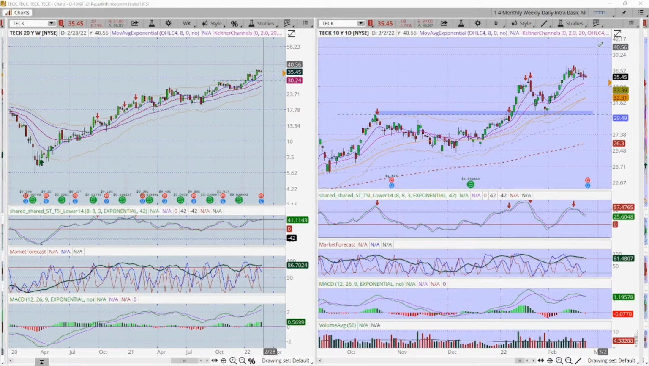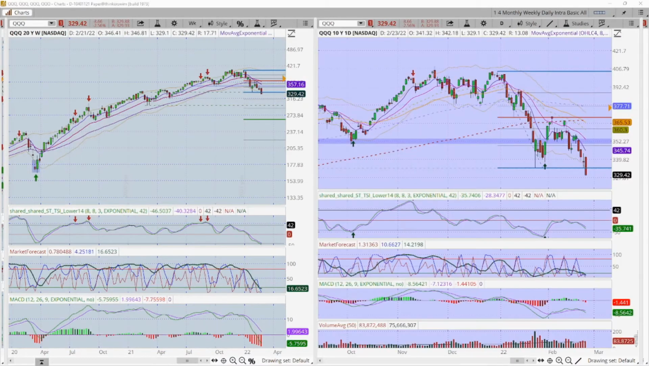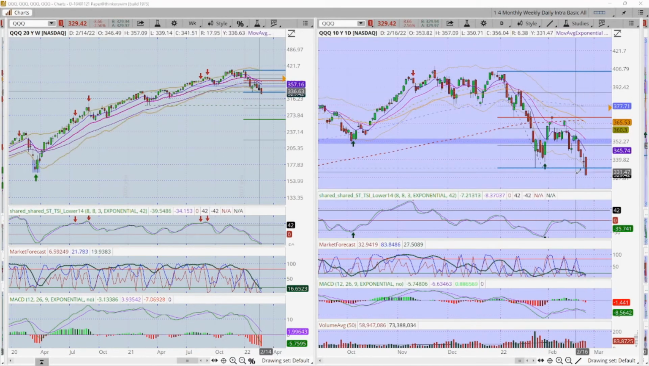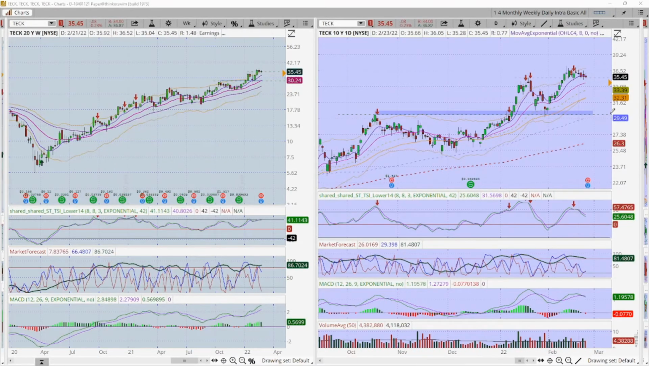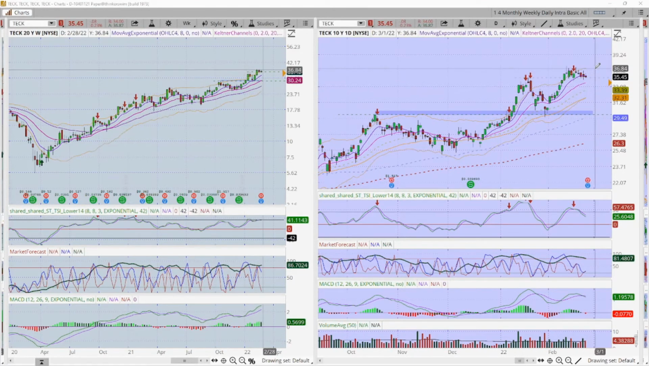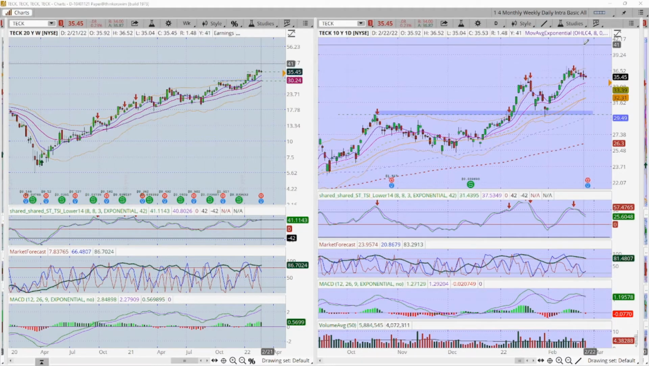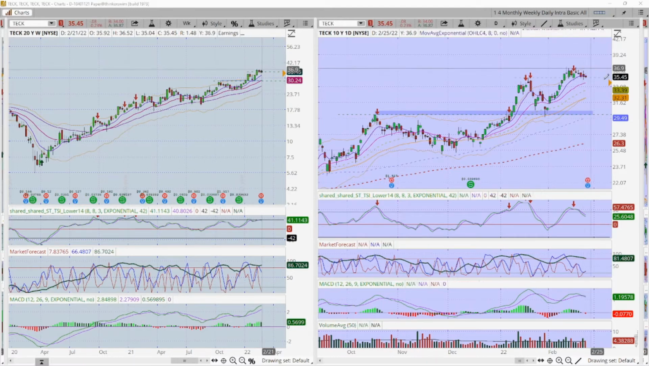So what does it look like? What's the difference? As you see, I'm going to go back up to the Qs. Way below all the moving averages, looking like it's falling apart because it is. Go back to Teck: above all the moving averages, the moving averages stacked to the upside. Very bullish looking chart.